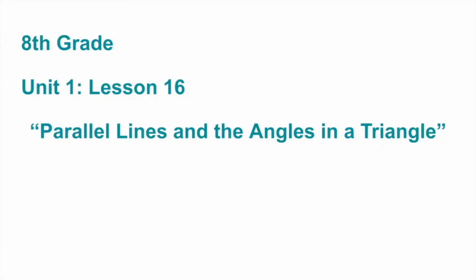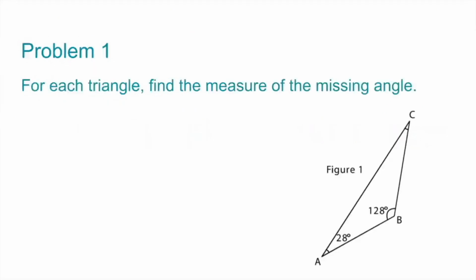8th grade, Unit 1, Lesson 16, Parallel Lines and the Angles in a Triangle. Number 1. For each triangle, find the measure of the missing angle. The missing angle in Figure 1 is angle C.